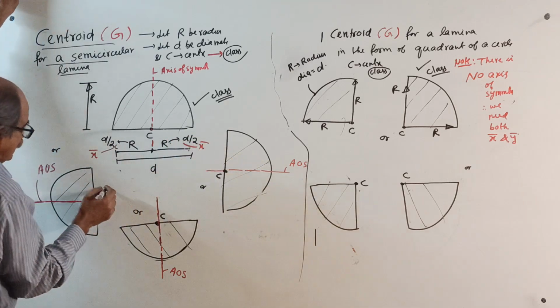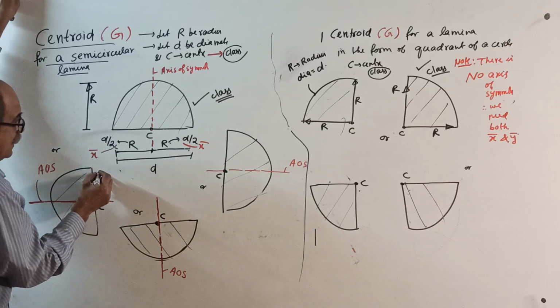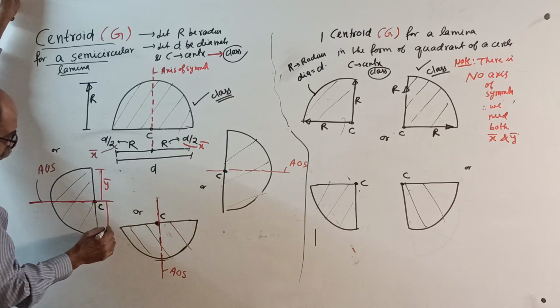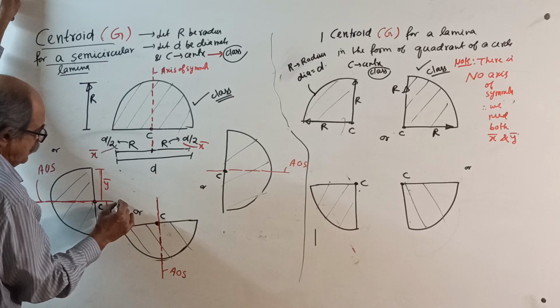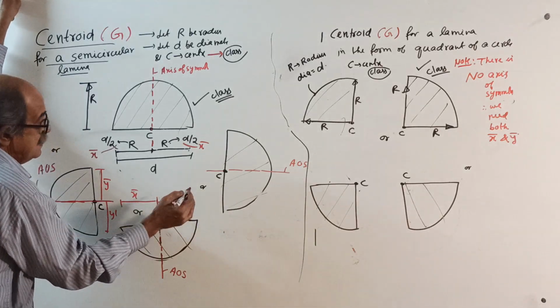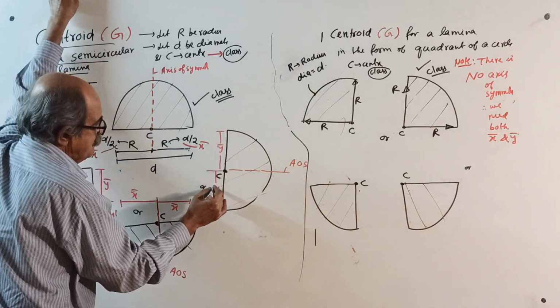X bar. Here, this will become, I won't write once again. This is y bar, this will be y bar from reference. Here, this will be your x bar. This will be your x bar. Here, this will be your y bar.